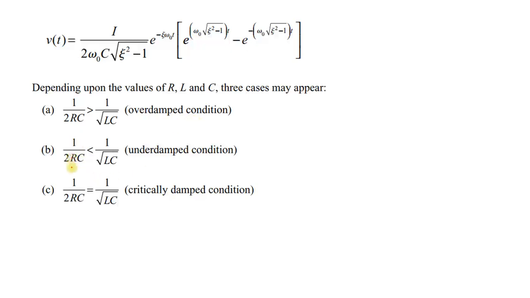If 1 by 2RC is less than 1 by the square root of LC, which is called the underdamped condition. Here, 1 by 2RC is equal to 1 by root LC.